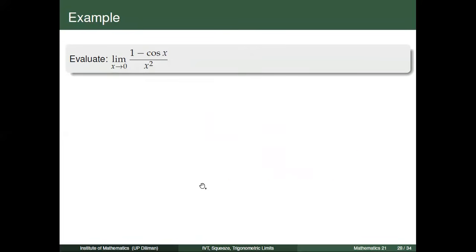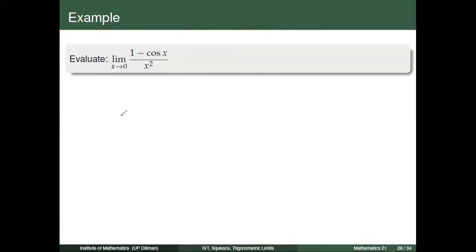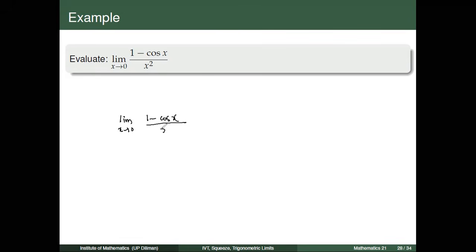Now, consider the limit of 1 minus cosine x over x squared as x approaches 0. Now, if we factor out 1 minus cosine x all over x here, then the remaining factor is 1 over x. Now, 1 minus cosine x as x approaches 0 approaches 0, while 1 over x as x approaches 0 becomes infinite.